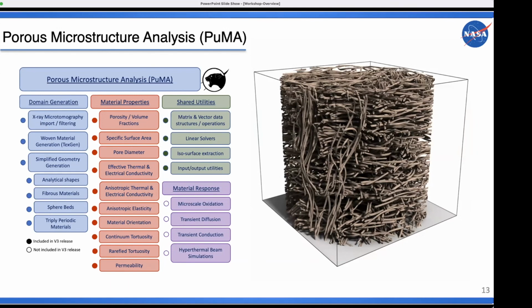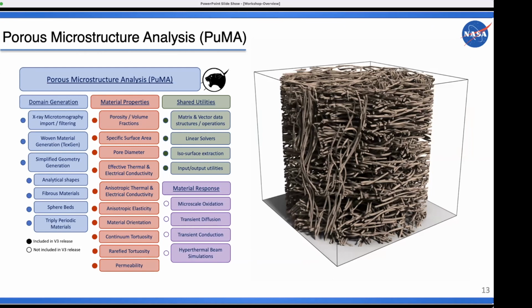Next, we have material properties. So I assume this is probably why most of you are here, is you're interested in computing effective material properties. So we can do everything from just simple porosity, volume fractions, specific surface area, pore diameter, thermal conductivity and electrical conductivity, anisotropic thermal conductivity and electrical conductivity, which Federico will get into later.